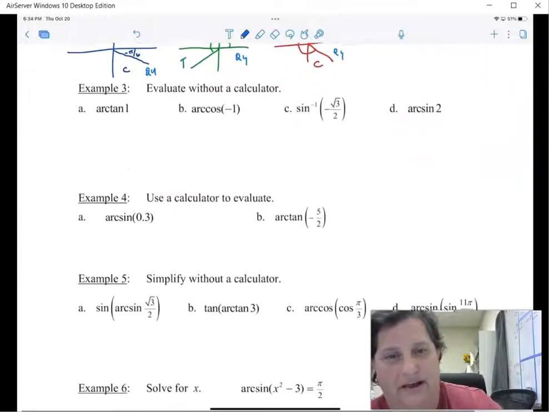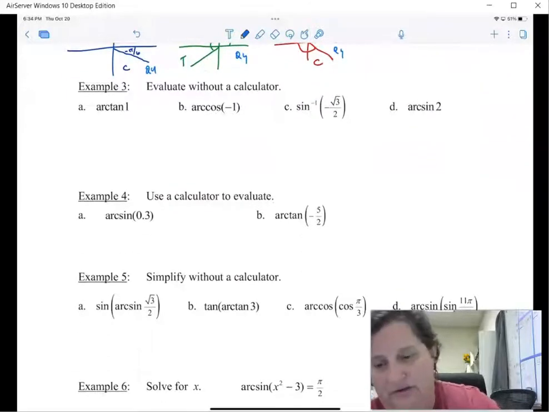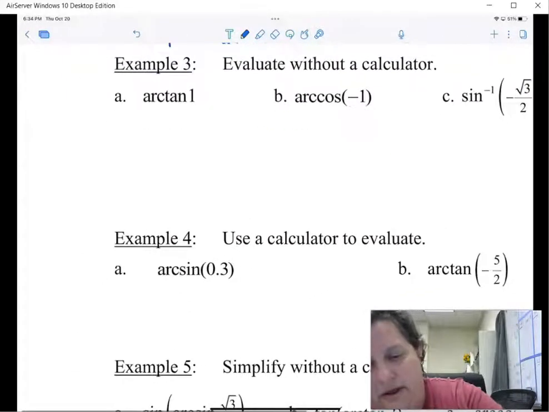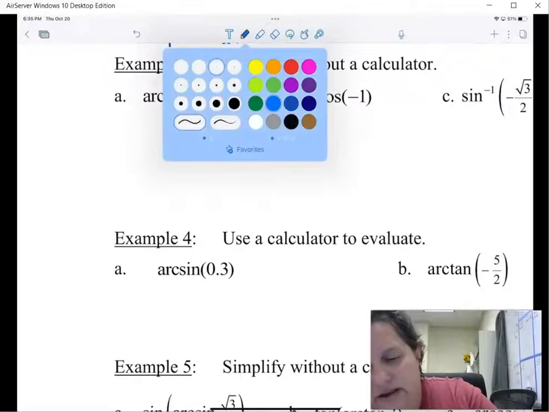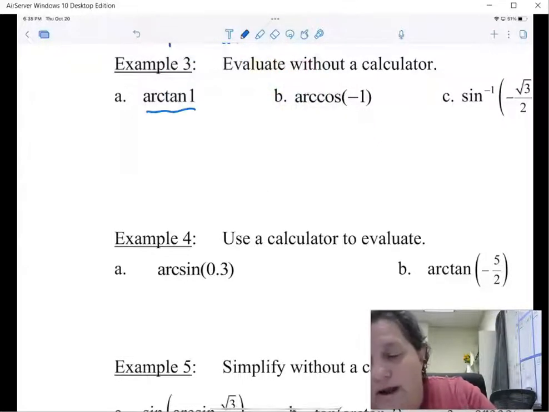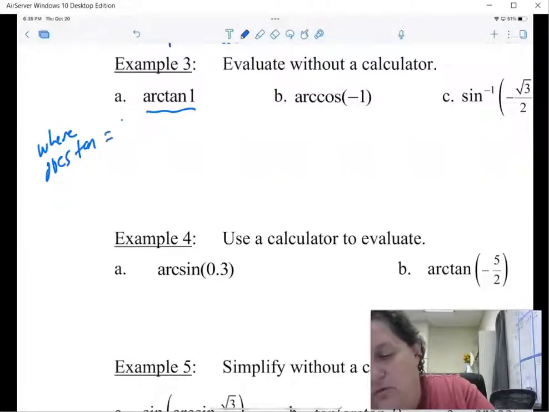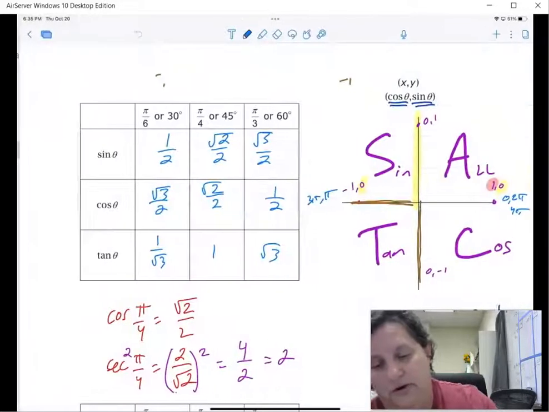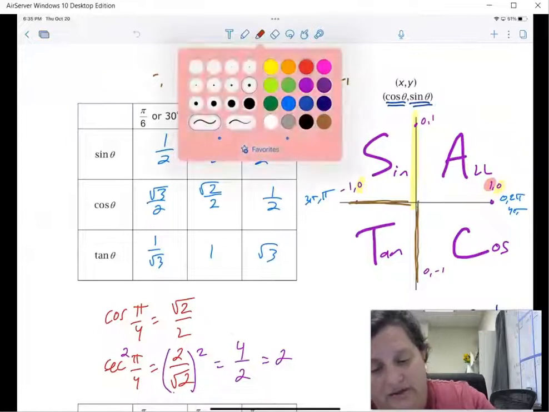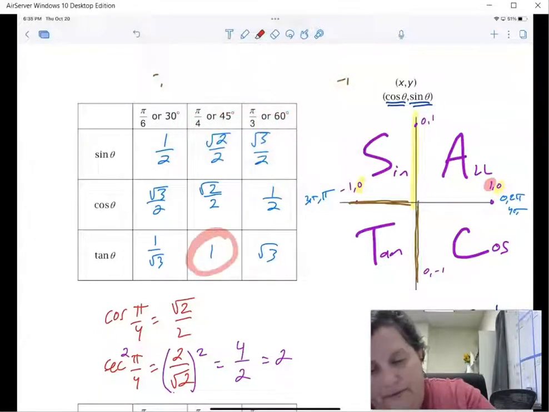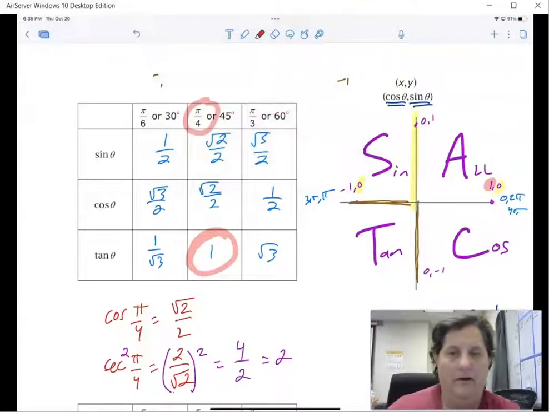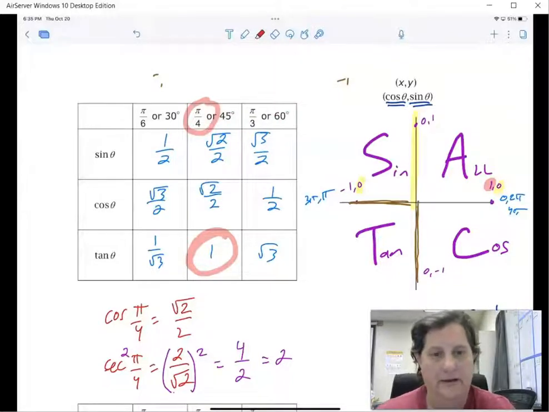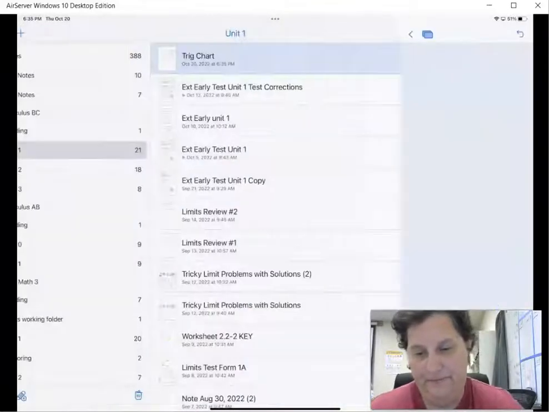So let's check. Let me kind of teach you how I do these without a calculator. Okay, here we go. Arc tan of 1. Okay, so what I'm thinking is, where does tangent equal 1? And I can get that from my trig chart. Where does tangent equal 1? Well, at pi over 4. Pi over 4 or 45. All right? Tangent equals 1 at pi over 4.